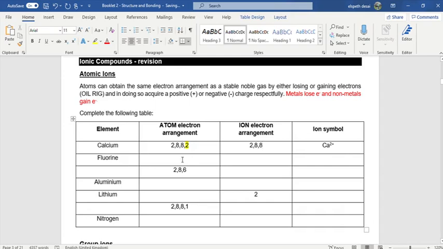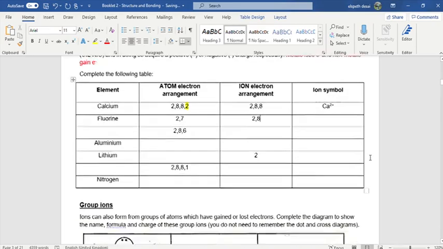For a non-metal, fluorine is 2, 7 as the atom, and when a non-metal forms an ion, it gains an electron. So you're not going to take off any numbers from this, you would just have the ion electron arrangement as 2, 8. So hopefully that'll help you to get this first table started. That's a bit of revision from Nat 5, and I'm sure you can do the symbol for a fluoride ion.